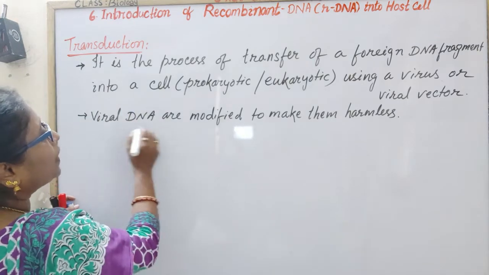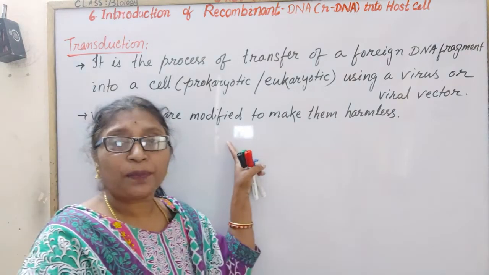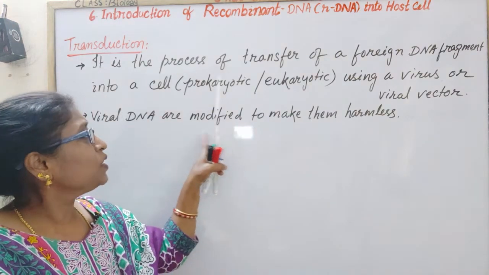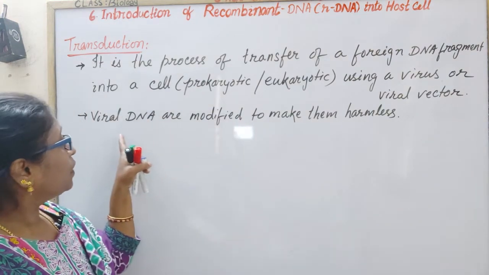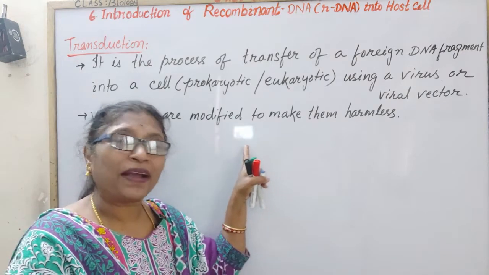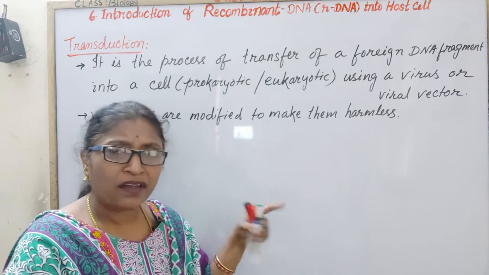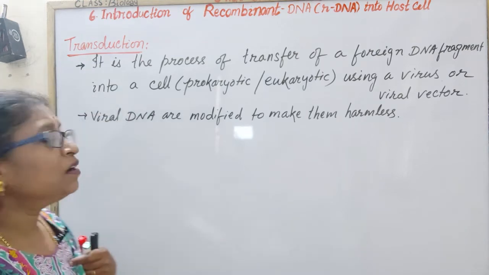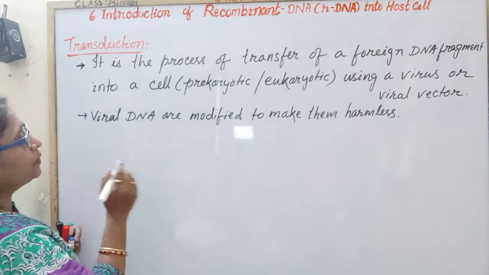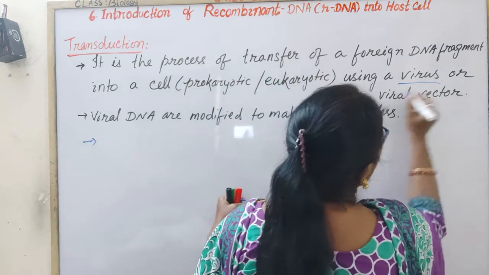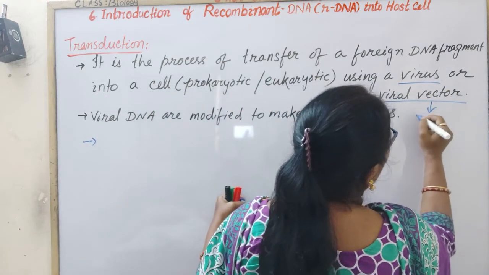We know that viral DNA is harmful to human beings. So these viral DNAs are modified by scientists to make them harmless before using them as a vector. These are also known as viral vectors or bacteriophages.